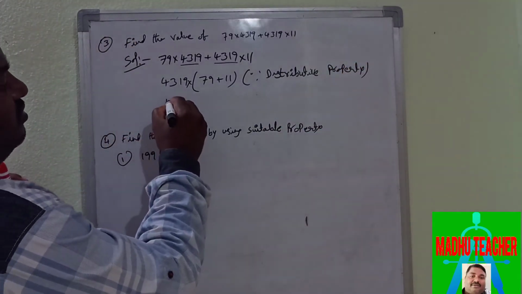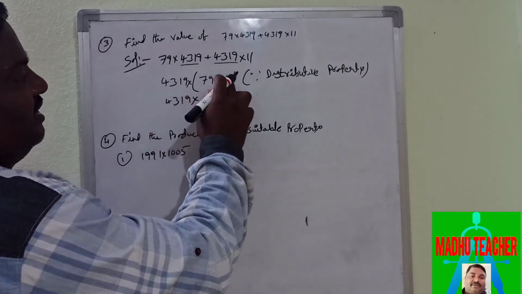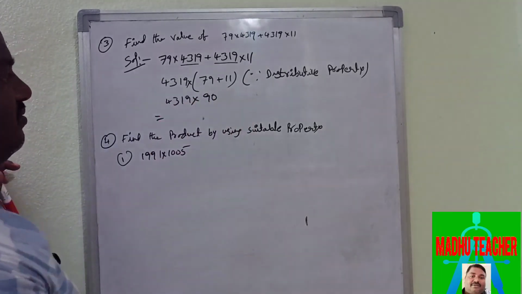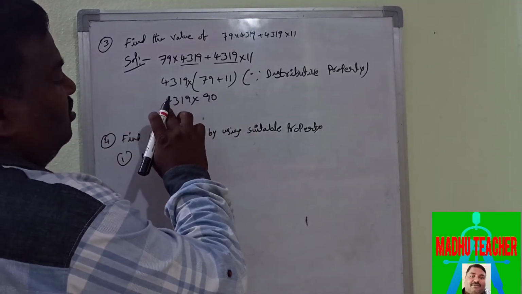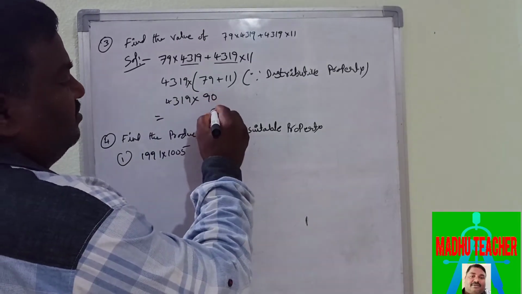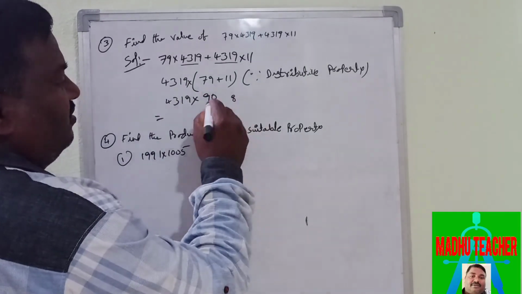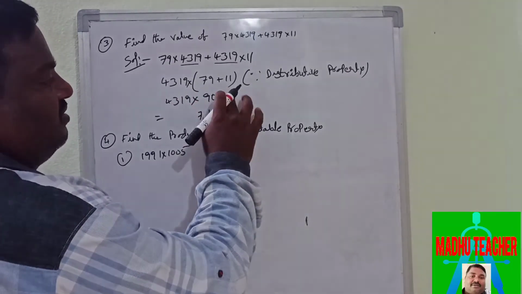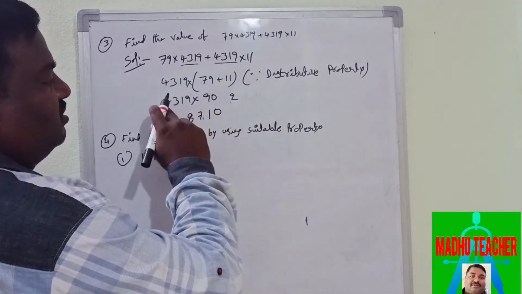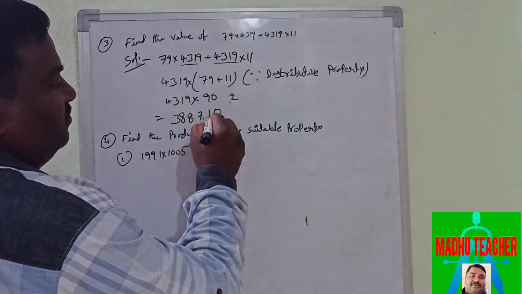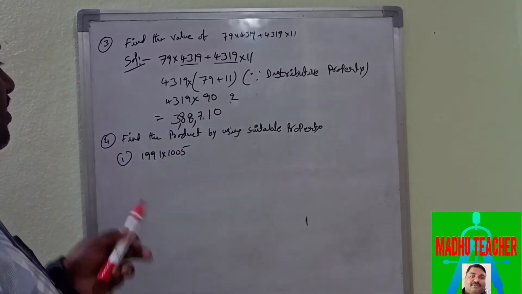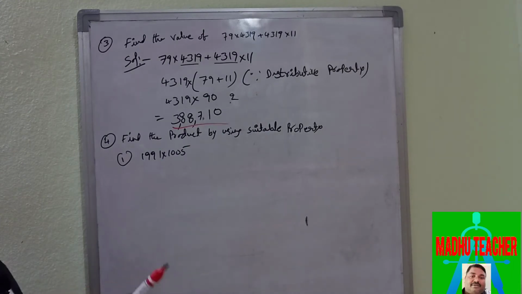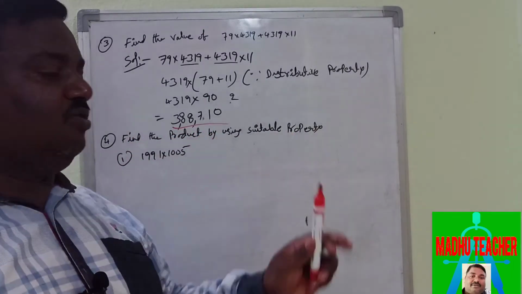So here 4319 into 79 plus 11, 90. So 4319 into 90. 9 9s are 81, 9 1s are 9, 9 plus 8, 17. 9 3s are 27 plus 1, 28. 9 4s are 36, 38. So 3,88,710.